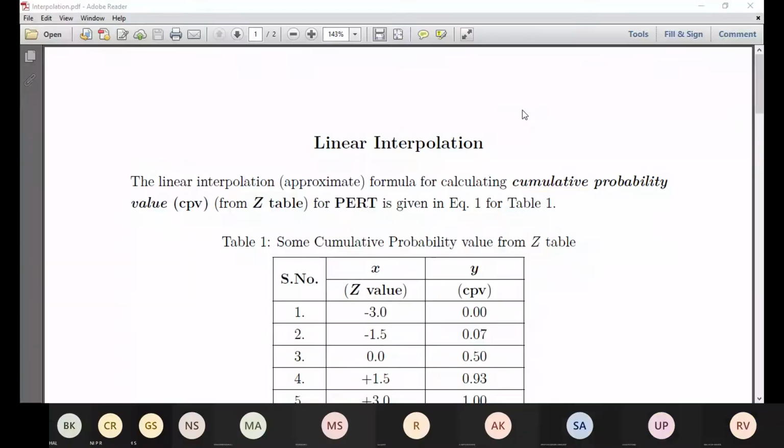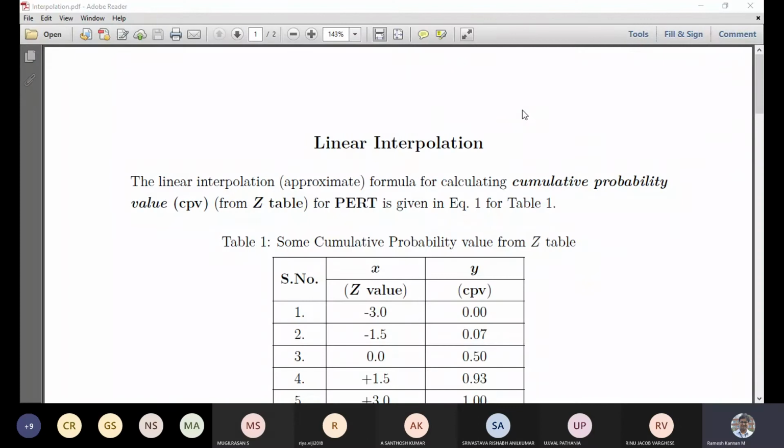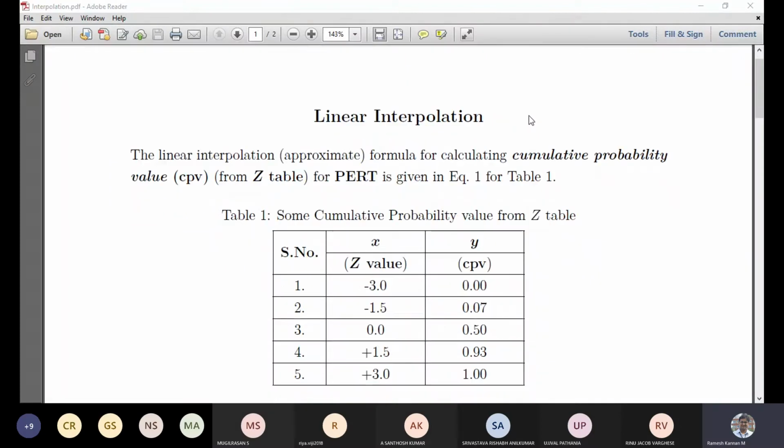So this is how you calculate those particular things, right? For example, this is what we call a linear interpolation. You'll find the value of Z, or the cumulative probability value, from some standard values of the Z table. From that, we'll interpolate and find the corresponding value. And remember that this method is really approximate.